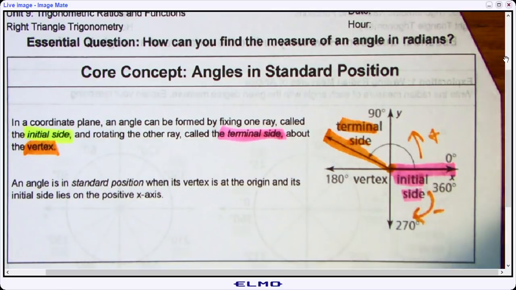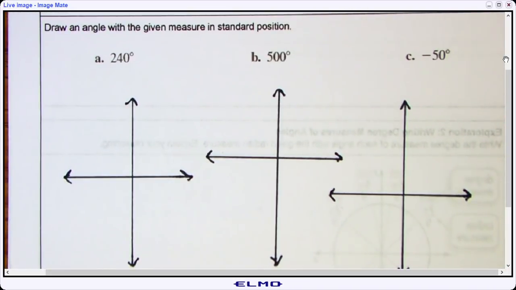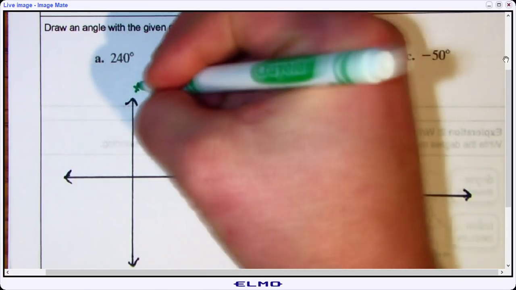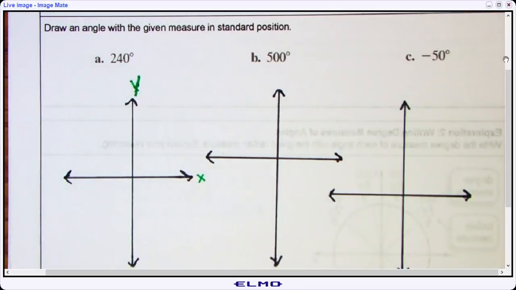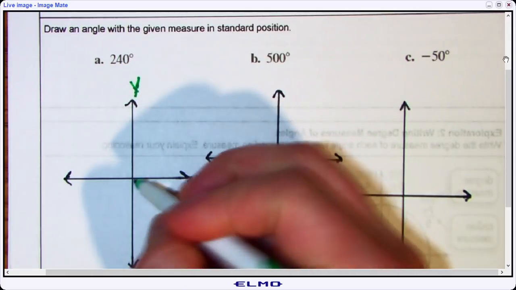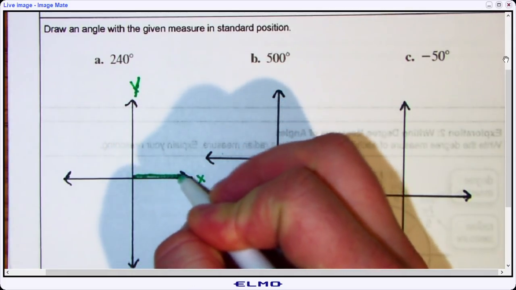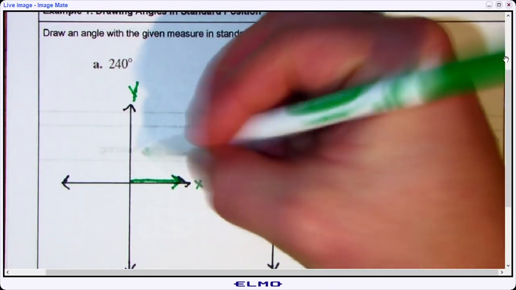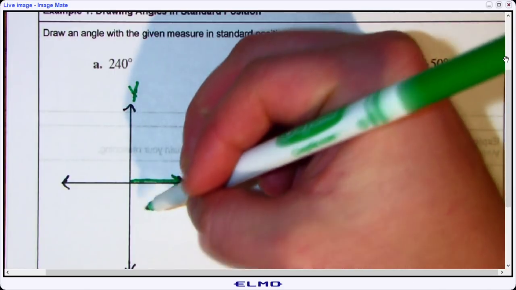Let's try it with an example. So if we scroll down on our page, it says draw an angle with a given measure and standard position. So I've already got our graph set up here. So this is the x and y axis. Standard position means that we're going to start with our initial side right along the x-axis. And then we're going to rotate. For positive direction, we'll go up. For a negative angle, we'd go down.